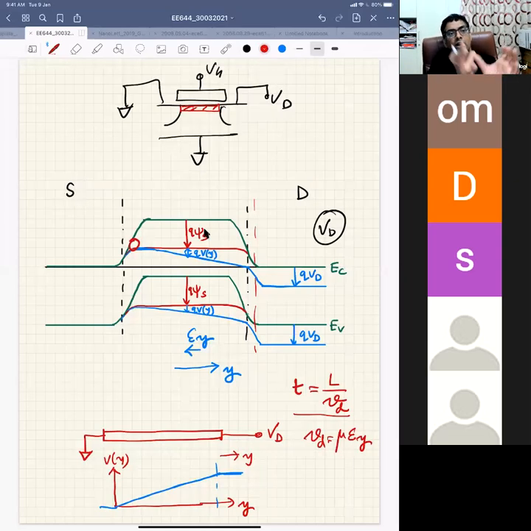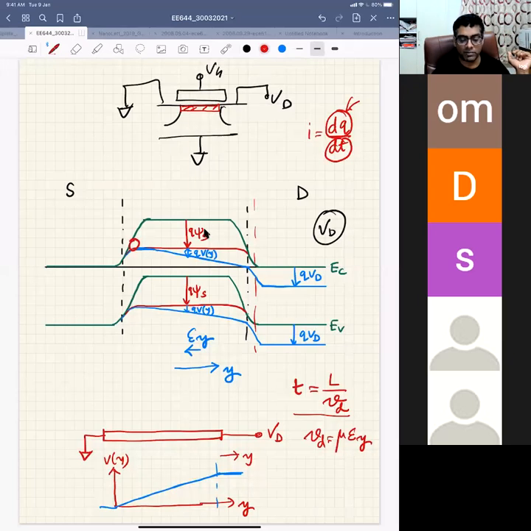And if you want to have very high current, your current is dq by dt. This is your inversion charge, this is the transit time. If you want very high current, because when you are designing a transistor, we want the current to be very high at a particular voltage, so we want to have very high inversion charge, or we have to have very low transit time. We will discuss these things.